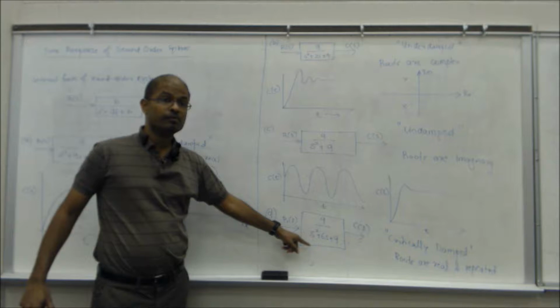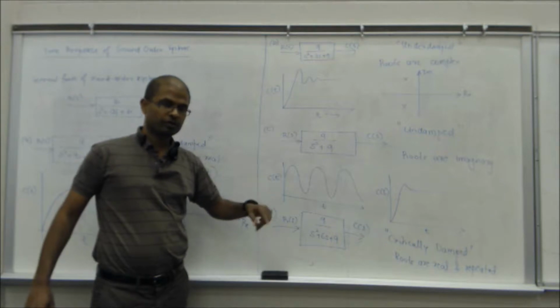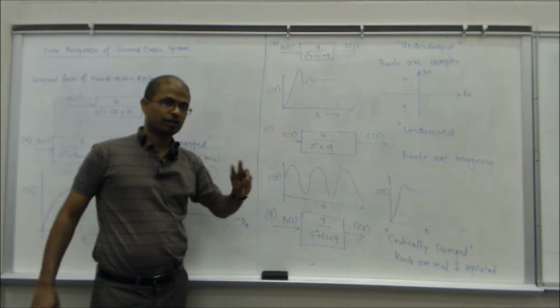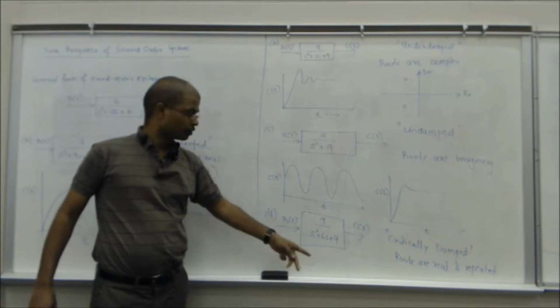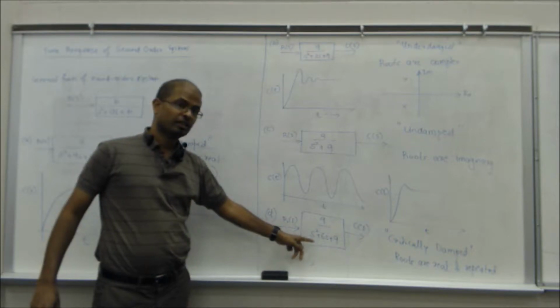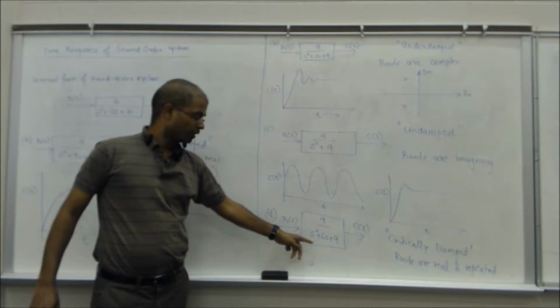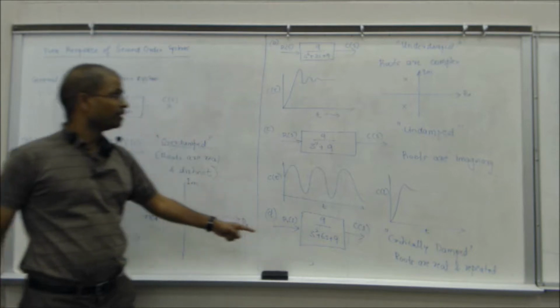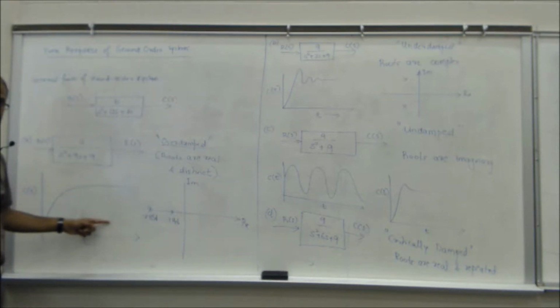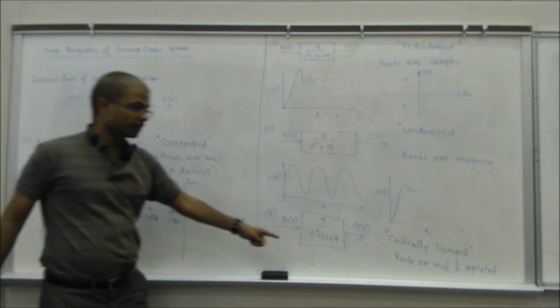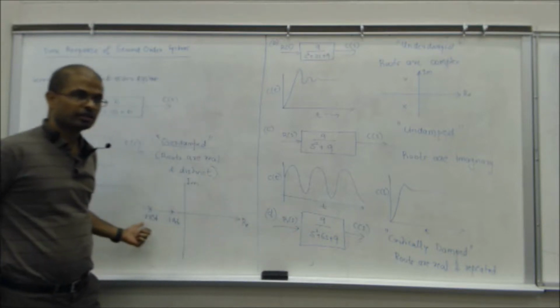Negative? So it is (s plus 3) squared. You have two roots, s equal to negative 3, negative 3, right? So they are real and repeated. Try to distinguish between this case and this case. This is real and repeated. This is real and distinct.